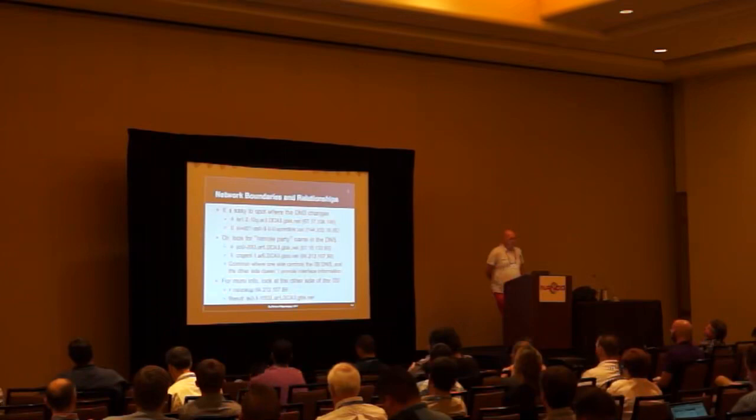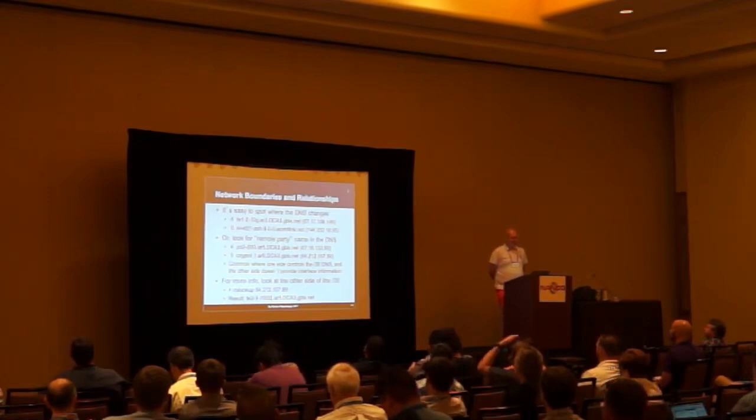So in this example, it's really easy to spot where the DNS changes. Your first hop says Global Crossing. These are old slides. Your second hop says Sprint. And so it's pretty obvious that this is the demarc point. The other thing you can look for is when the remote party is in the name.